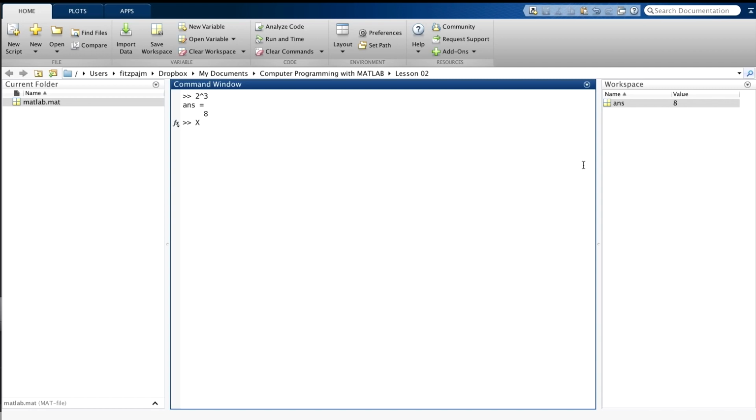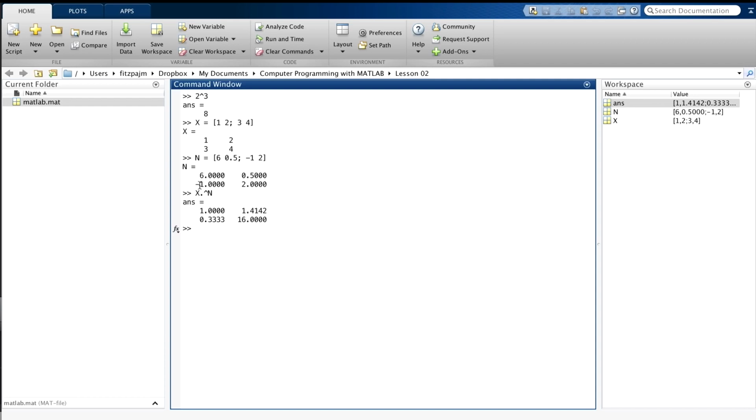Let's look at x, 1, 2, 3, 4. And let's let n equal 6, 0.5, minus 1, 2. x dot caret n is the array exponentiation operation. The dot means array exponentiation, just like the dot means array multiplication when we have dot star. And let's look at the result.